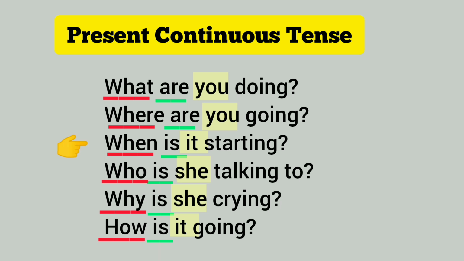When is it starting? It's starting at 3. Who is she talking to? She's talking to me. Or she's talking to her mother. Why is she crying? She's crying because she's sad. And finally, how is it going? It's going well. I hope I made this lesson easy for you.